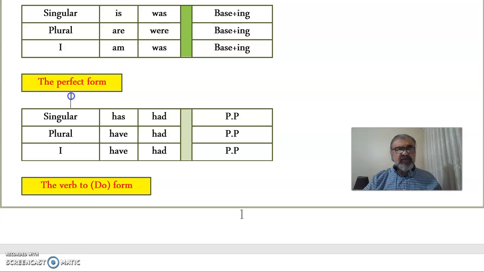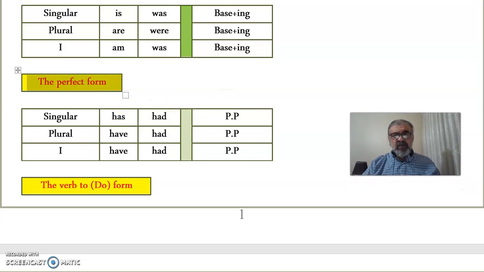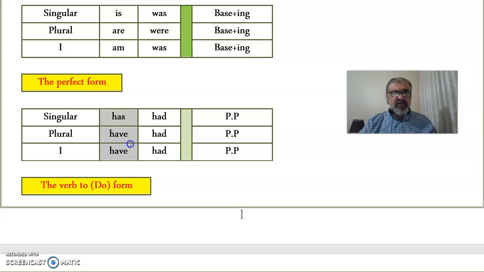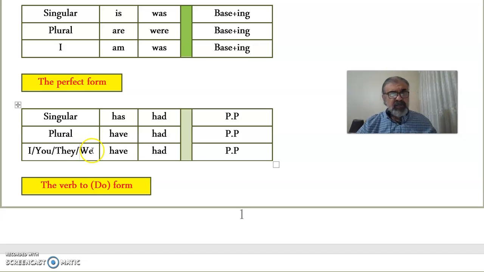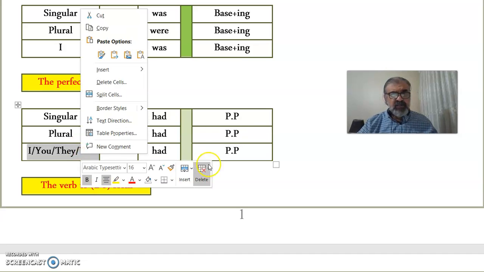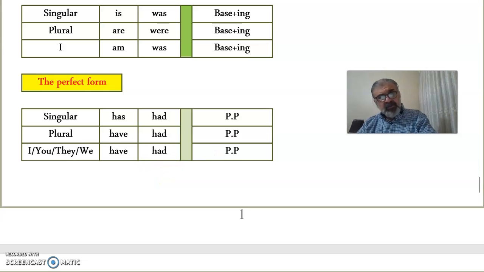Now as for the perfect form, we're dealing with has, have in the present, had in the past. Again, it depends whether we are dealing with a singular subject or a plural subject, or the pronoun I. And you could also add so many other pronouns, by the way. You could also say you, okay? You could also say they, and you could also say we. All these pronouns are treated the same, okay?